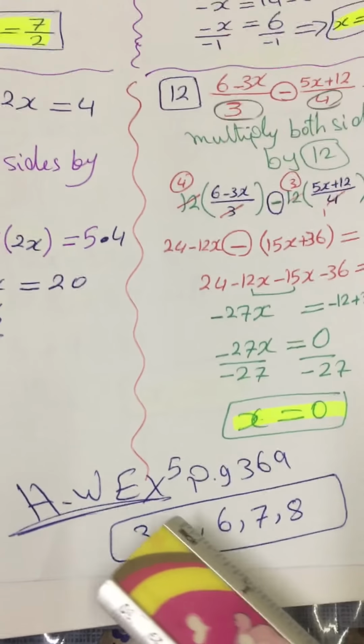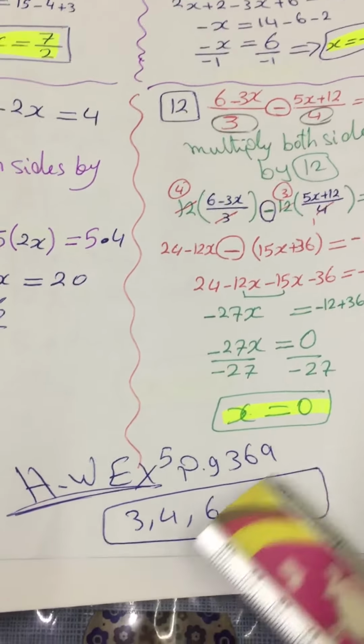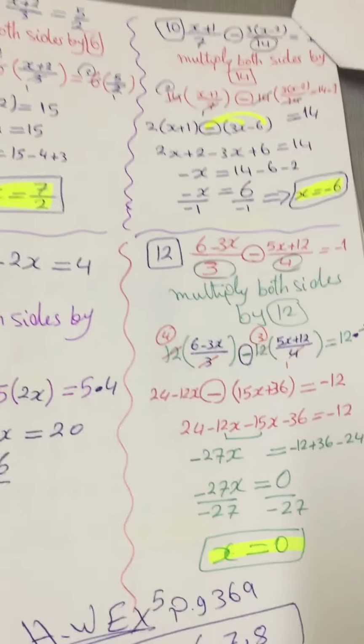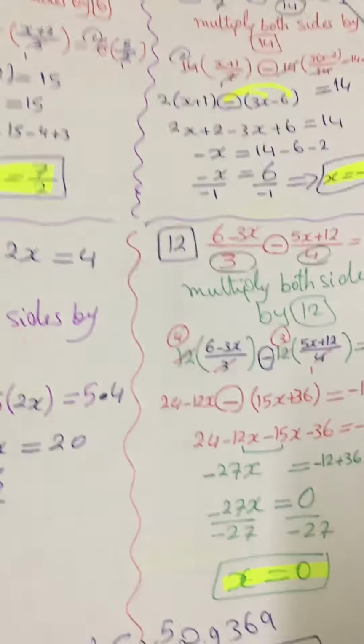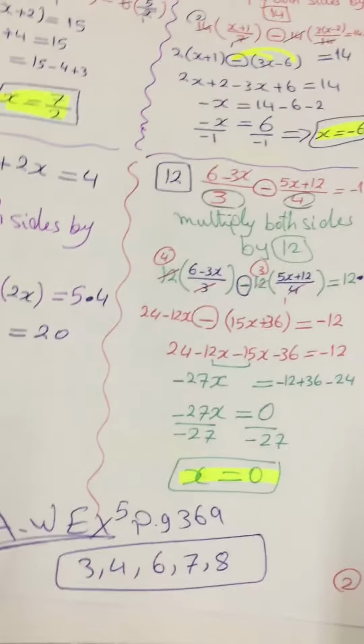Now you have homework from exercise 5, page 369. You can solve number 3, number 4, 6, 7, and 8. As you see, easy problems. Okay, and the aim here is to solve these equations with the algebraic fraction, numerical denominator. We have to clear the denominator by multiplying both sides by the LCD.